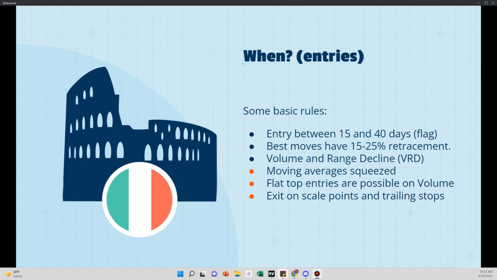All the best ones have what we call a VRD, which is a volume and range decline. So you want to see the volume declining, and volume is an important part of high tight flags, and we'll look at that when we go into the charts. You also want to see a range decline as well. Now, some people may say volatility, which is kind of a mixture of both. But I like to see a range decline, which I measure through the average true range indicator.